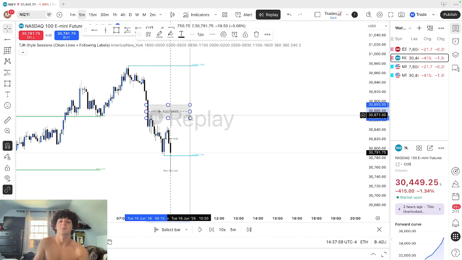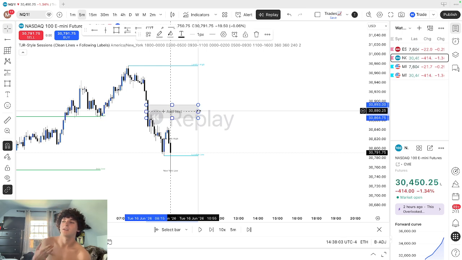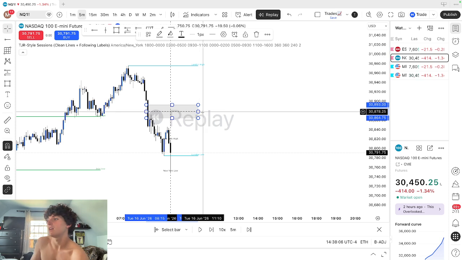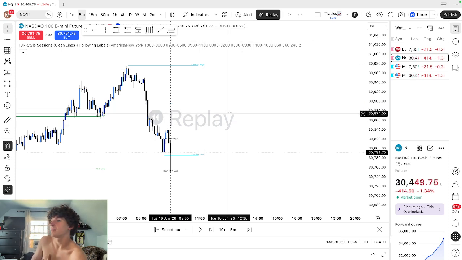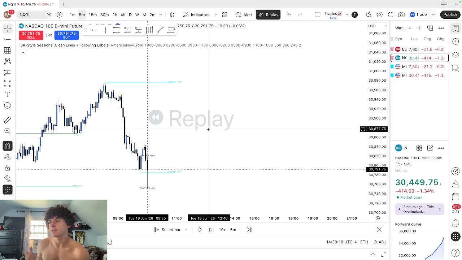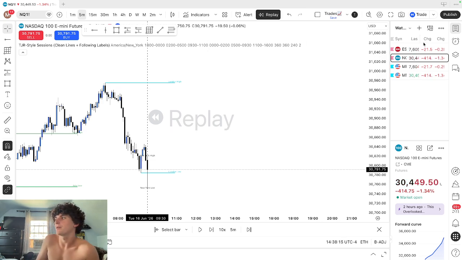I learned that word. That's a pretty cool word, PD array. It's like fair value gaps, equilibrium, those confluences. It's pretty cool. Because we have that, it's just, I don't know. Still nothing happened yet. Could go either way.